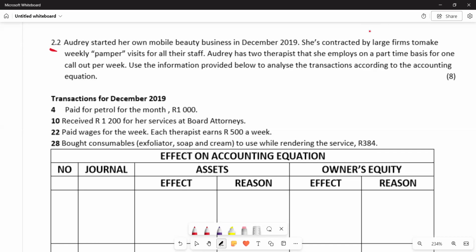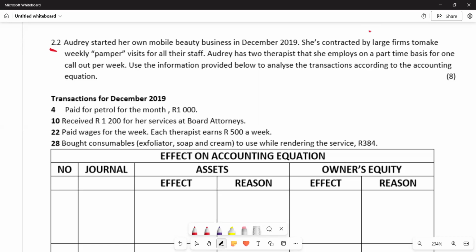And this question is an accounting question, and it reads: Audrey started a mobile beauty business in December 2019. She is contracted by large firms to make weekly pamper visits for all their staff. Audrey has two therapists that she employs on a part-time basis for one call out per week. Use the information provided below to analyze the transaction according to the accounting equation.